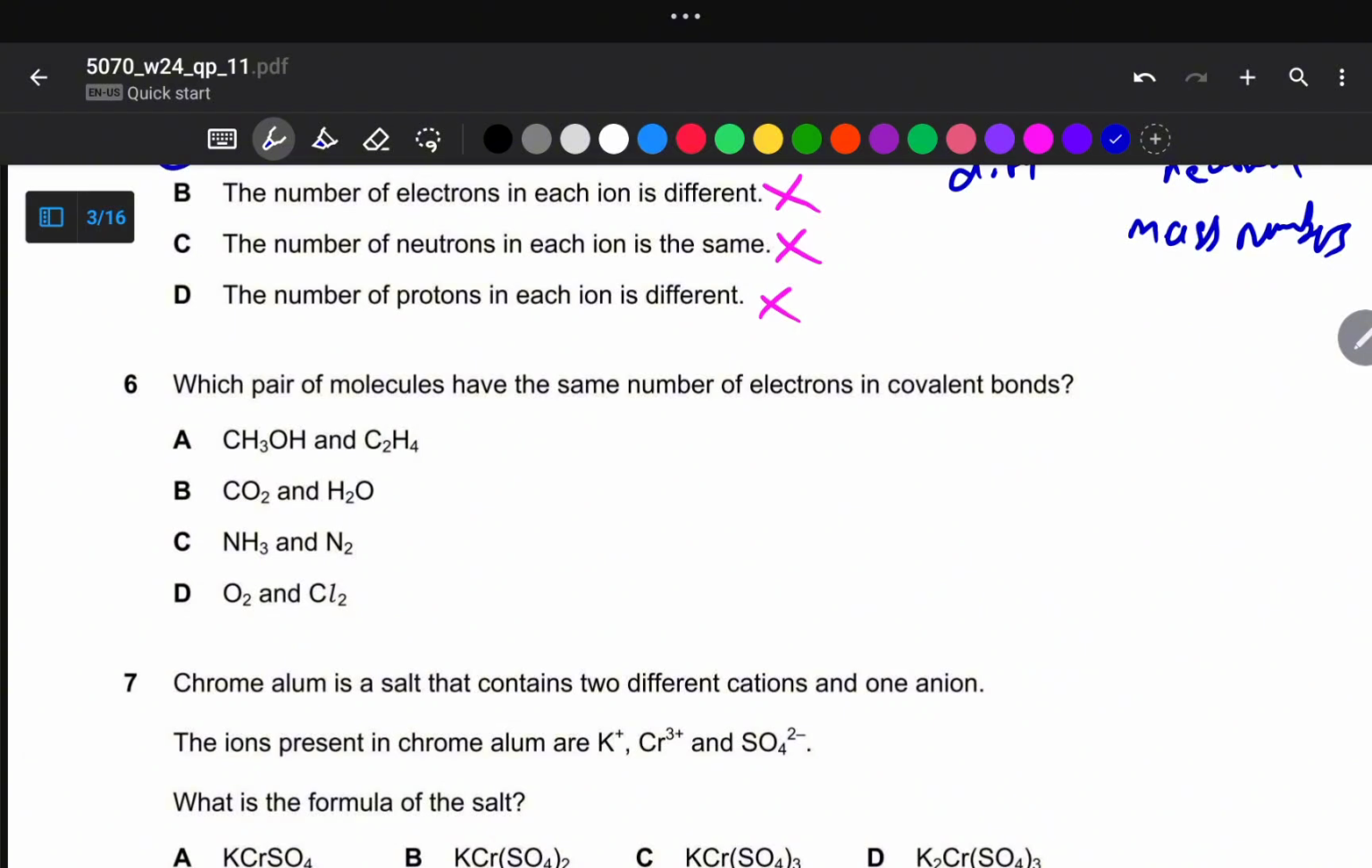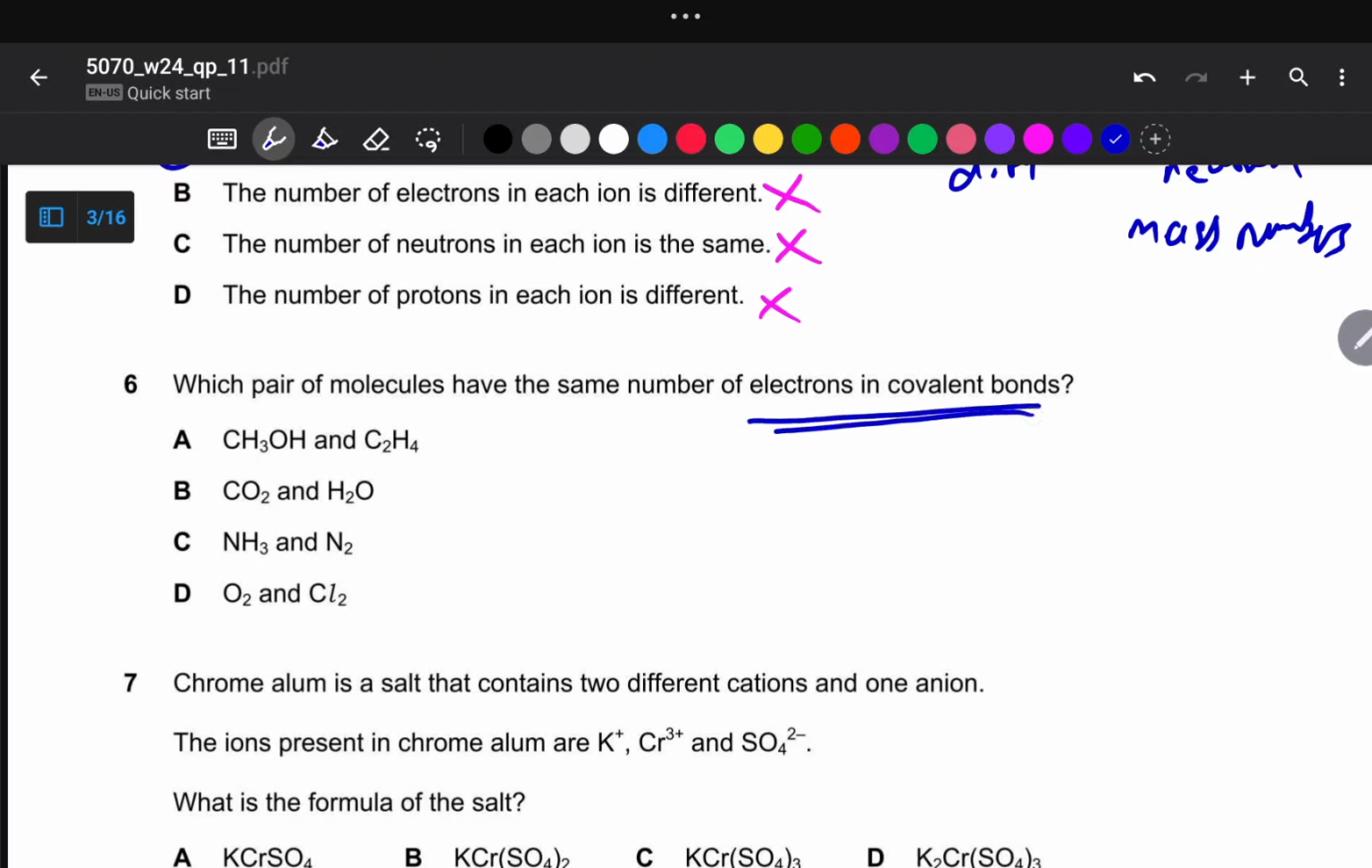So I want someone in the comment section to give us the general term used to define elements or compounds with the same number of electrons, right? Same number of electrons. So here we are given this question. We say same number of electrons in the covalent bonds.